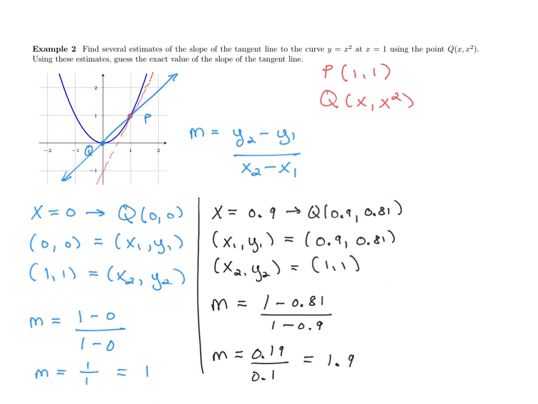Let me try to draw this on here. It's going to be a little crowded, but if I choose a point close here to 1, and I draw the secant line that goes between it, so I get this, the slope of the red line, which is 1.9, is pretty close to the slope of the tangent line. Now the question is, can we do better? Can we get a better estimate for the slope of the tangent line?